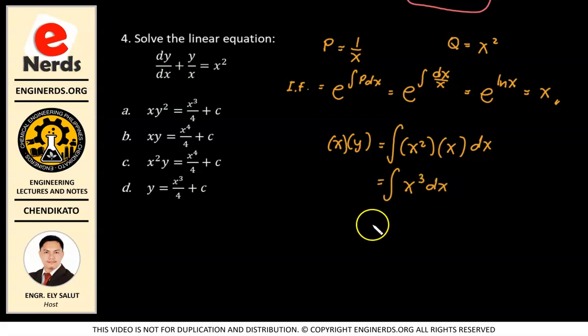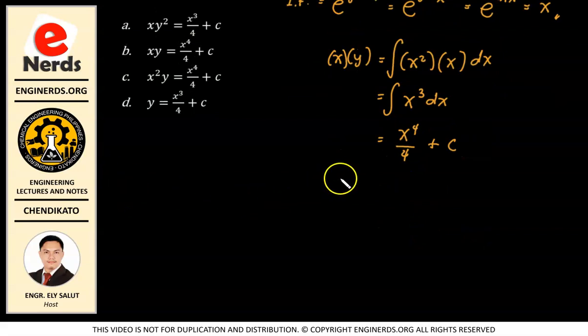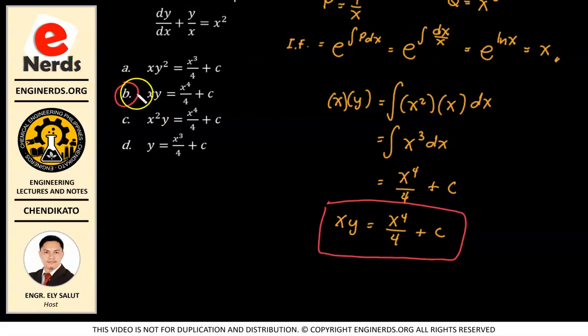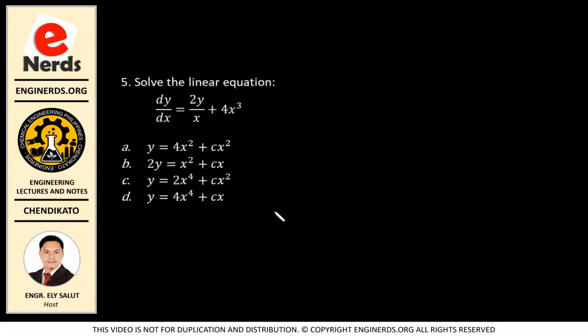Okay, so now we're going to solve for the integral of x cubed dx. So this will be x to the 4th over 4 plus c. Okay, so right here we can see that we have on the left side xy is equal to x to the 4th over 4 plus c. And this is already seen dito sa ating mga choices, which is letter B, no? So that means our answer here will be letter B. Okay? So let's go to problem number 5.